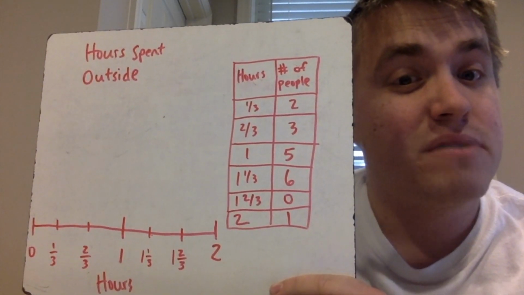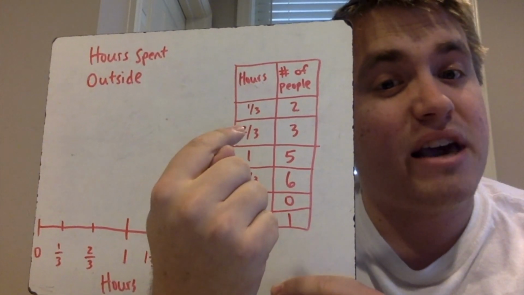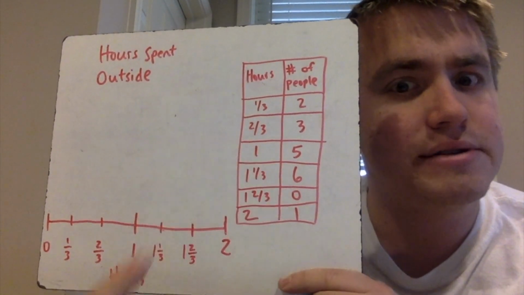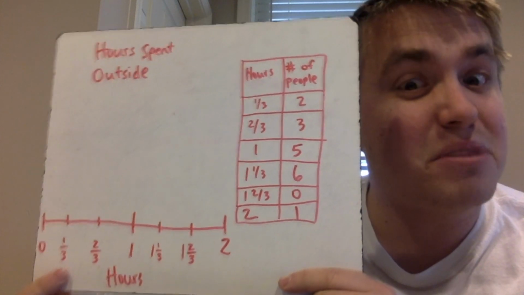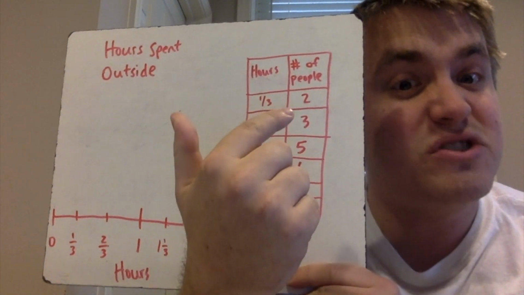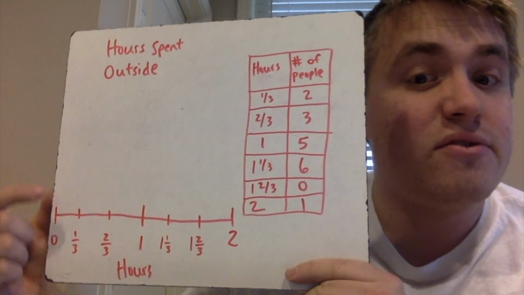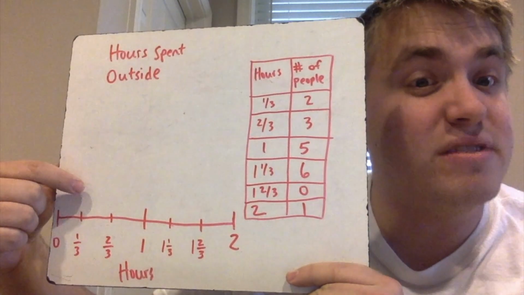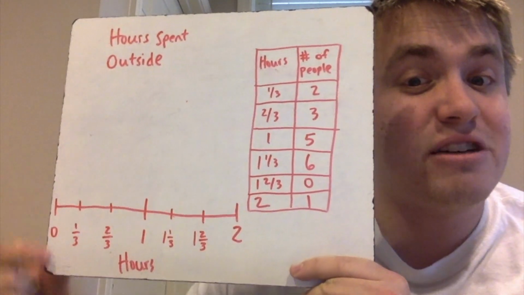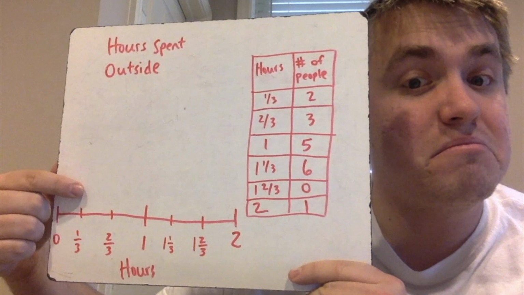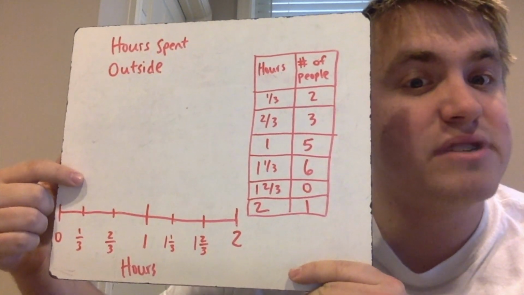Now, what I would do is I would look and I see 1/3 hours. I know that the 1/3 hours is up here on the line plot. I also know that it's down here on my number line too. I see that 2 people spent 1/3 of an hour playing outside. So in a second here, I'm going to pause the video and I'm going to put 2 dots down here for my 1/3 of an hour, because I know that 2 people spent 1/3 of an hour outside.